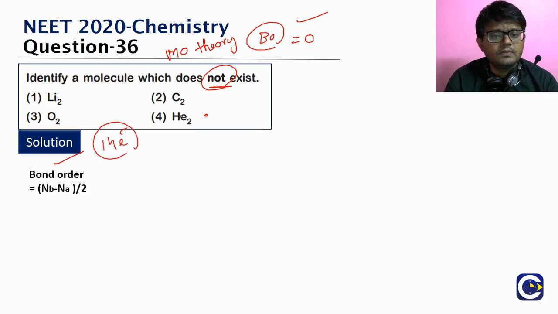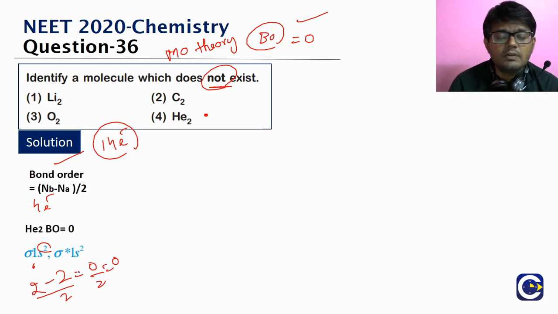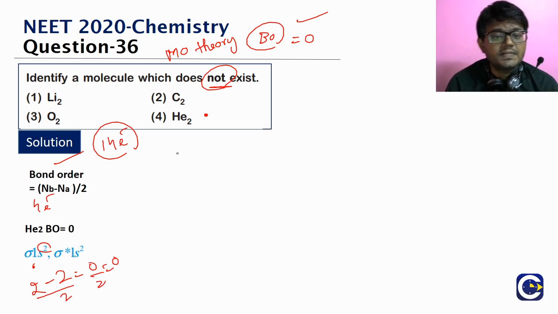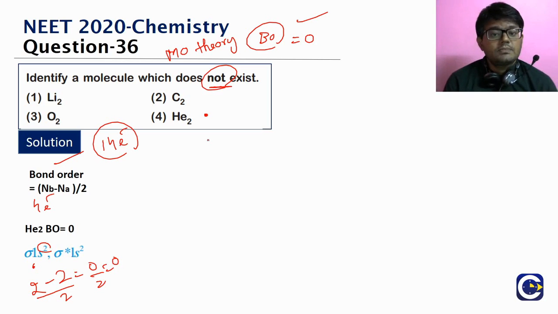So if you look at the example that we're talking about, which is helium-2: sigma 1s and sigma star 1s. Sigma 1s will have 2 electrons because for helium-2, each helium atom has 2 electrons, totally 4 electrons. So sigma 1s will have 2 electrons, sigma star 1s will have 2 electrons. What is the number of electrons in bonding orbitals? 2. Number of electrons in anti-bonding orbitals? 2. So 2 minus 2 is 0. That is the reason why the bond order will be equal to 0. So what is the answer for this? It is helium-2. Since the bond order is 0, what does it technically mean? That there will be no bond existing between these two helium atoms.